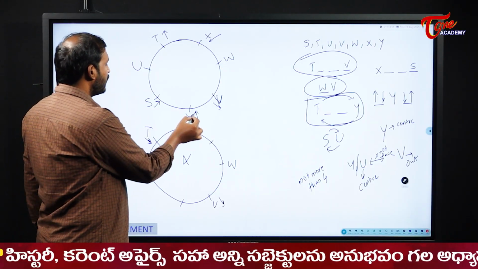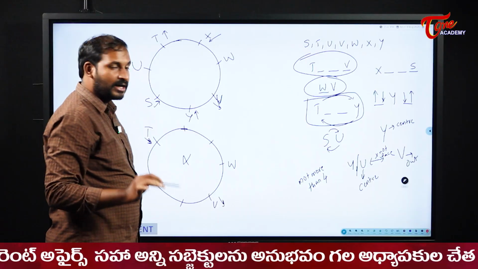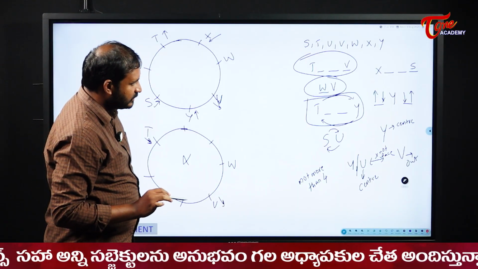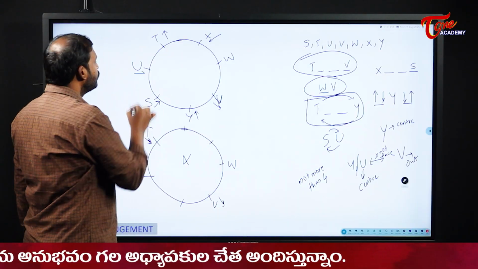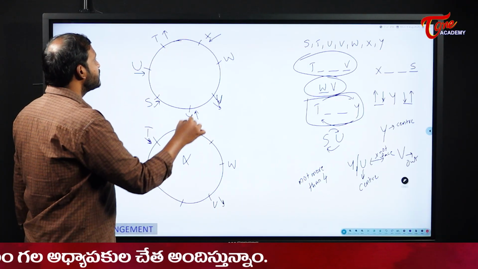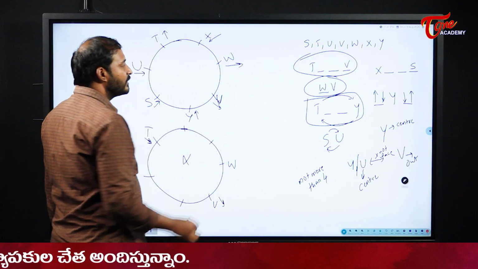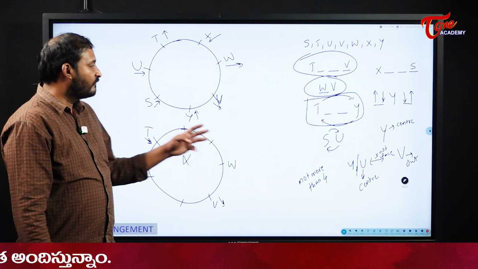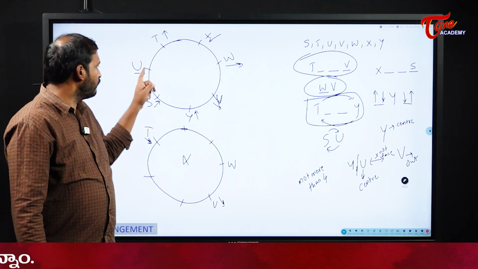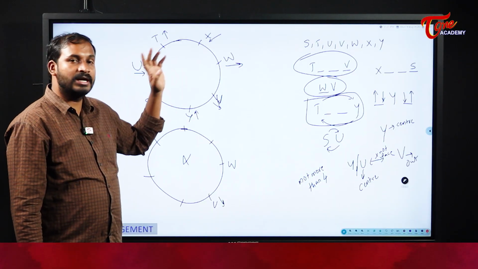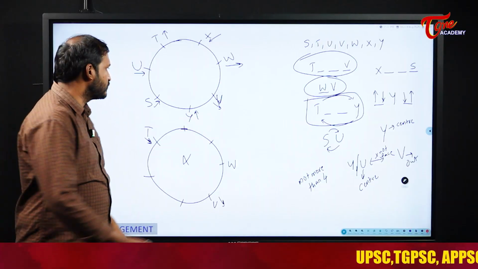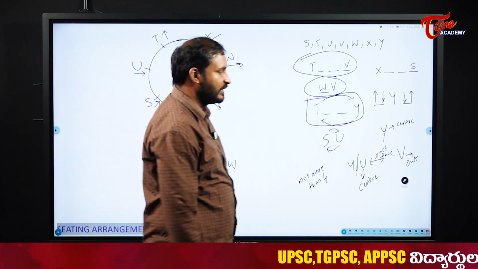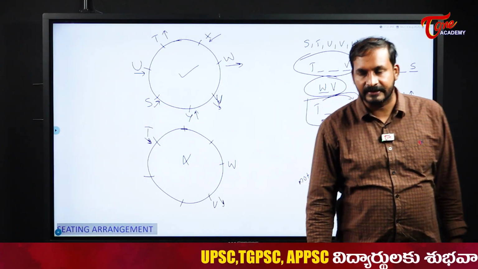Now see here, a total of 3 persons are already facing inside, and we also know that U faces inward. So obviously we can say that W will face outward. Why? Because not more than 4 persons will face inward. So 1, 2, 3, 4. Already we came to know that 4 are inward, so these 3 will be outward for us. So this is the final arrangement.